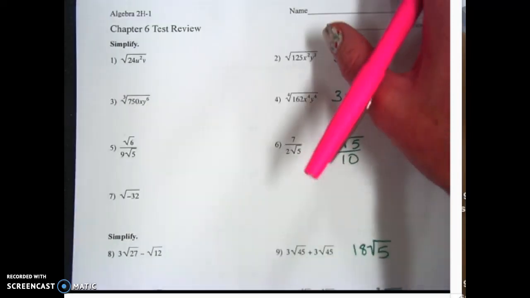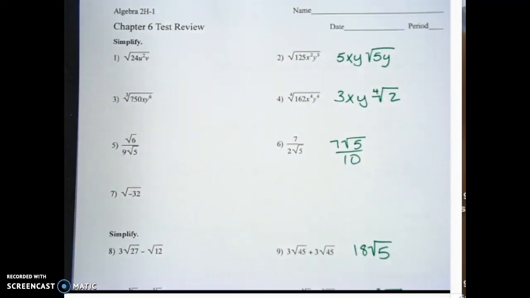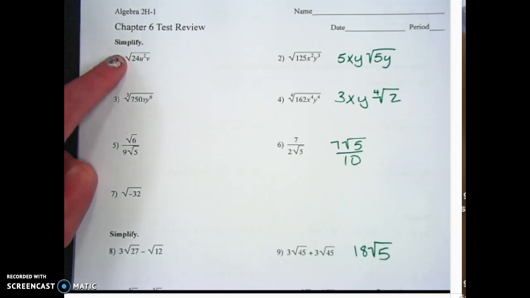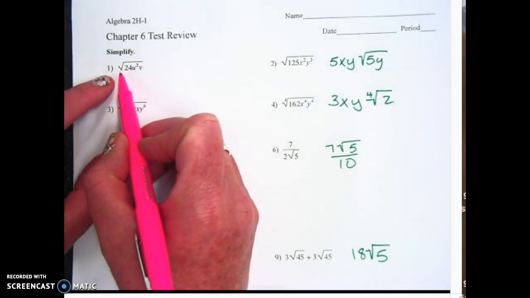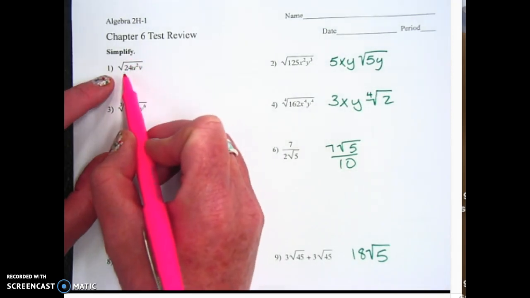This is page 1 of the Chapter 6 test review for Algebra 2. For numbers 1 through 7, directions say to simplify. So we want to see if there are any perfect square factors underneath that radical.